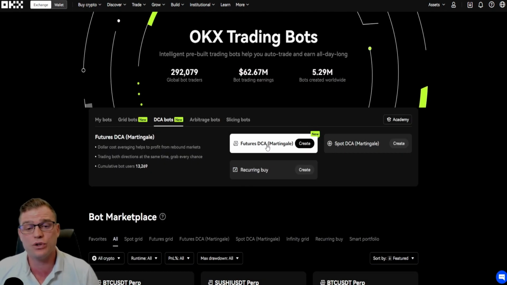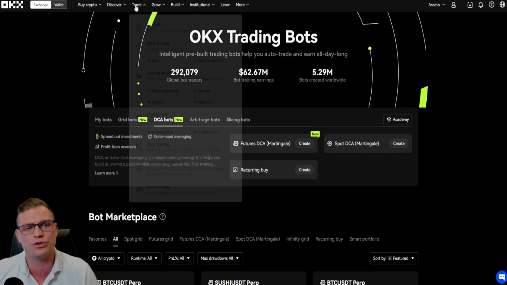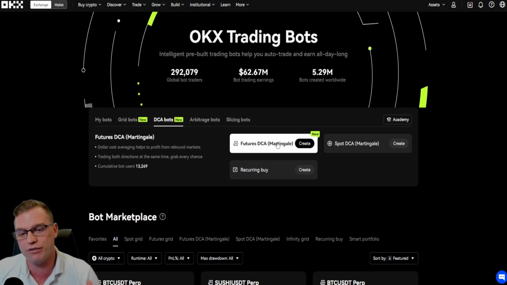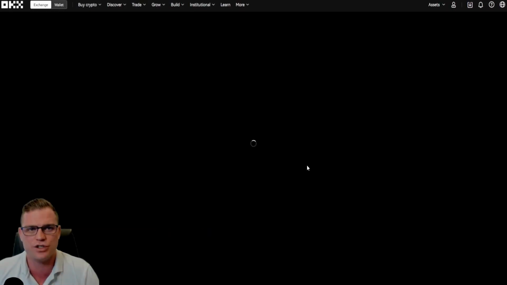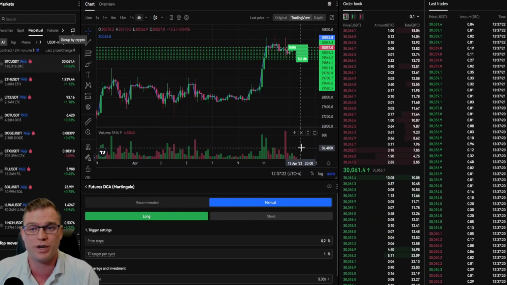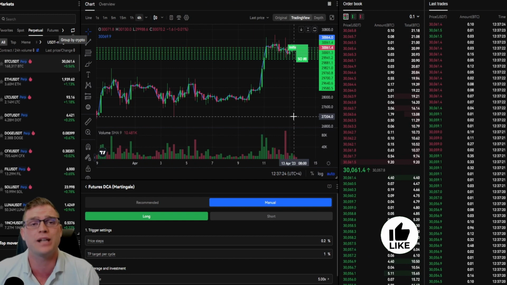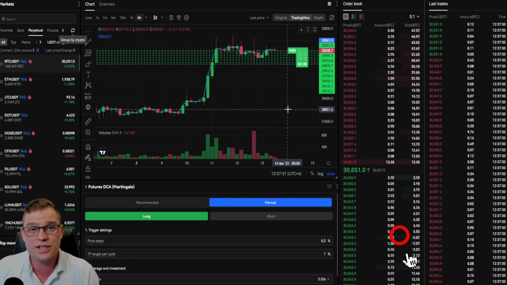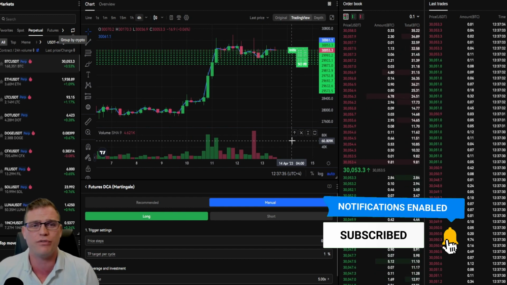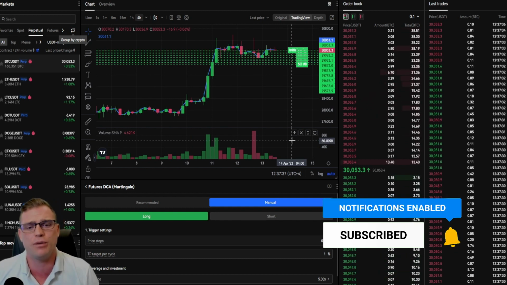To access the futures DCA bot, you just need to go back to trade and trading bots. Here you'll see DCA, and you have futures DCA martingale strategy. Now remember, futures encompasses leverage, meaning you can trade both directions of the market, which also means that you have liquidation figures. This ideally will depend on the trend of any given market. So make sure you're identifying the overall trend and the time frame you are trading on.